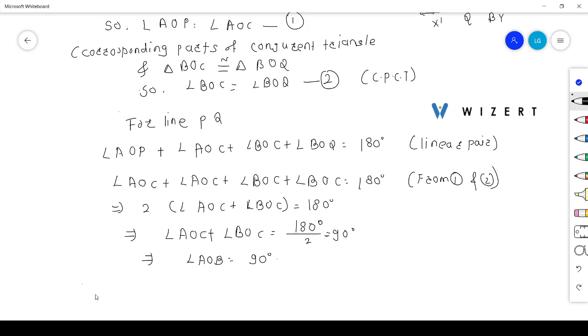Hence, the measure of angle AOB is 90 degrees.